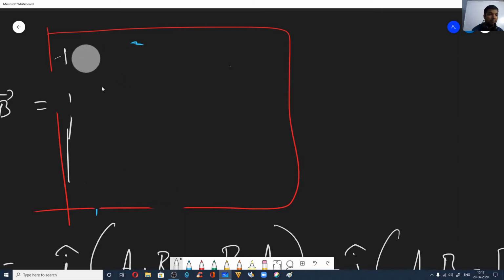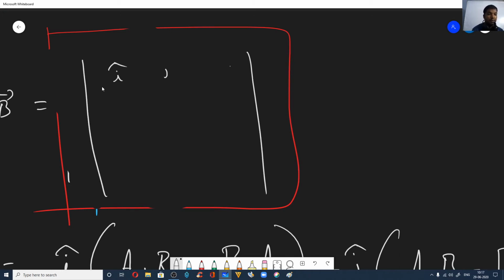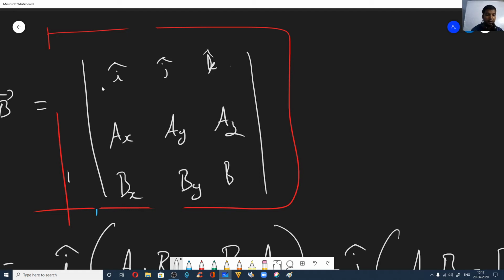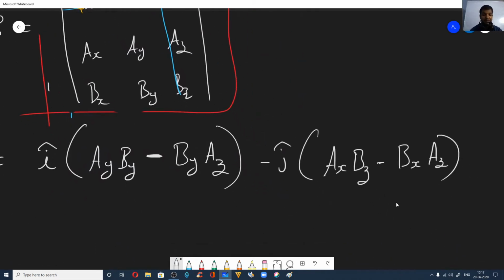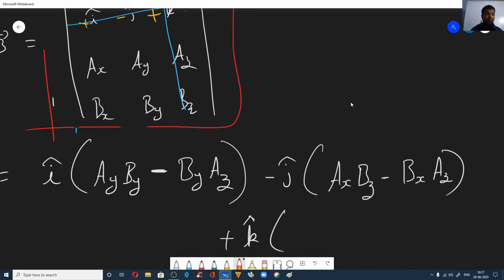For the next step, we'll write i cap, j cap, k cap, ax, ay, az, and bx, by, and bz. Now next, when you consider k cap, leave this row and leave this column. Now I have assigned the plus sign, so write the same plus sign. So let me write here plus k cap, times, again the same multiplication.